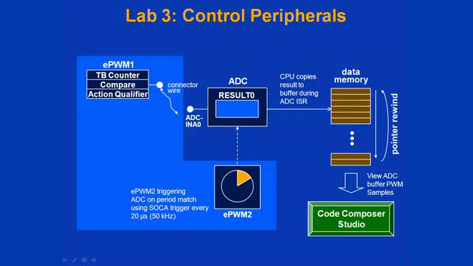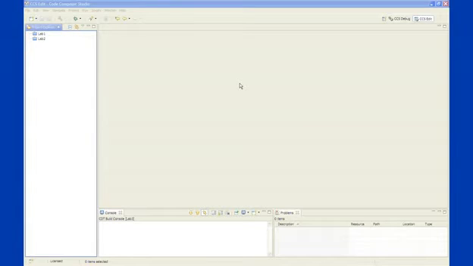Using Code Composer Studio, we will view the waveform in the time domain and frequency domain. Additionally, we will experiment with the real-time emulation features. You can pause this presentation now and try this lab on your own, or you can watch me do the lab exercise. A project named Lab 3 has been created for this lab exercise.